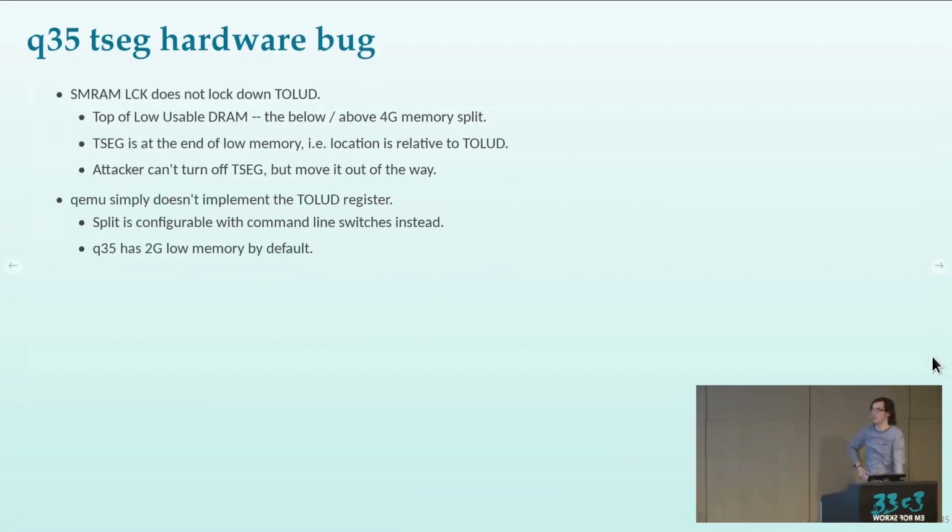And that one is easy for QEMU to handle because we don't configure the memory splits this way. So this register simply doesn't exist in QEMU, and so you can't exploit it. And we do the memory split configuration with command line switches instead. And by default, you have 2 gigabytes of low memory, and everything else is mapped above 4 gigabytes.